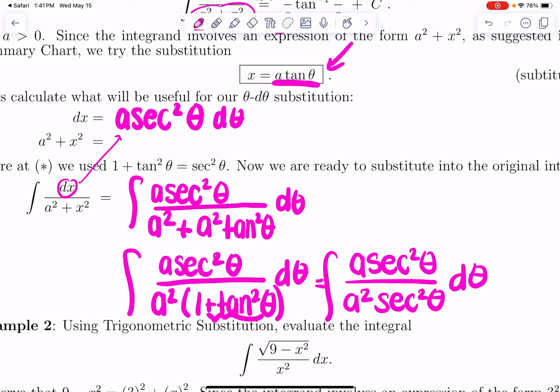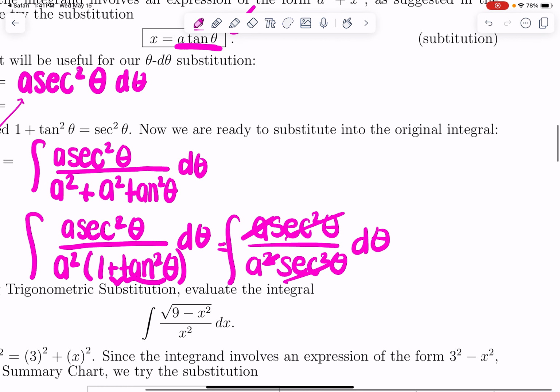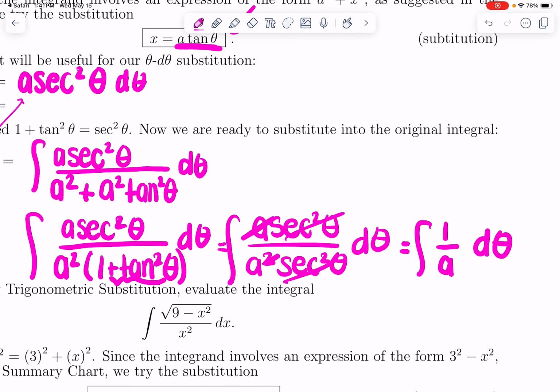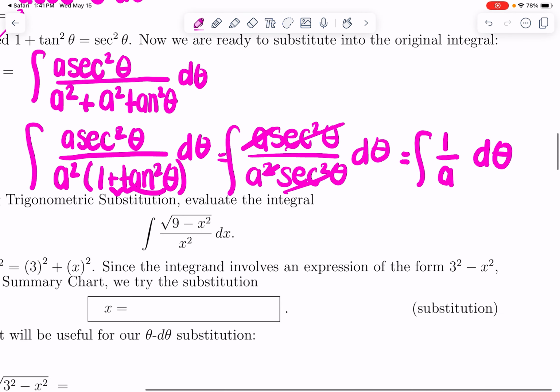This is the nice part. The secant squared should cancel off, and then one of the a's cancels with the a on top. Okay, so you're left with, in other words, 1 over a d theta. Okay, and then remembering that a is just a number, to integrate it, I would just add a theta. So it'd be 1 over a times theta.